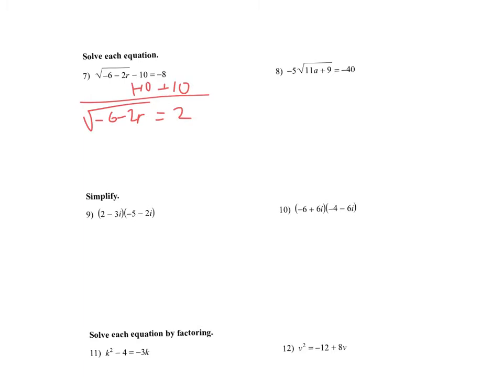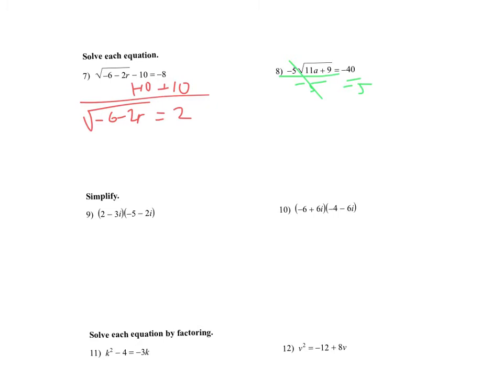Now I'm going to warn you here on number 8. On number 8, since that -5 is multiplying by the radical, you're going to want to divide that over. I'll just show that step here. You're going to divide by -5 as your first step on this one, because that'll cancel it out. So if it's subtracting, you're going to add it. If it's adding, you're going to subtract it. And if it's multiplying, you're going to divide it.